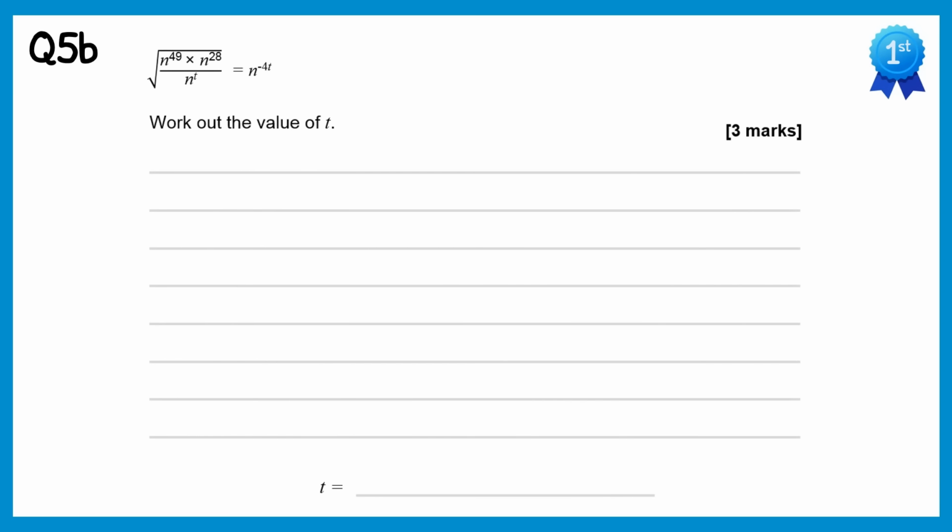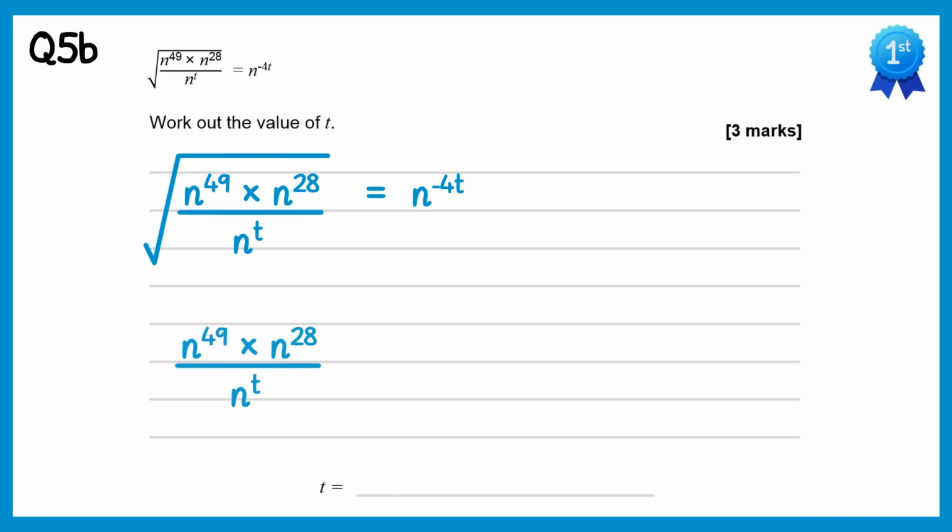To start this question, we'll square both sides. If you square the left hand side, the square root disappears, and if you square the right hand side, we've got n to the power negative 40 all squared. We can now do some simplifying. On the left we have n to the 49 times n to the 28. When you multiply you add the powers, so this gives you n to the 77.